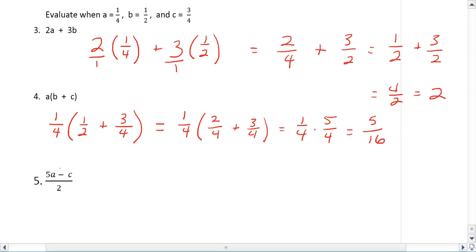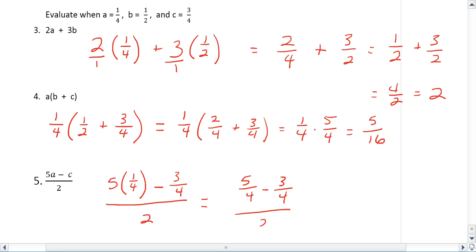Now let's put in the fractions where they belong in problem 5. Okay, doing that multiplying first. 5 times 1/4 is 5/4. And then in my numerator here, I'm subtracting a 3/4. So let's go ahead and combine what we have in our numerator. We would get 2/4, which is the same. I'm going to go ahead and reduce that to 1/2.